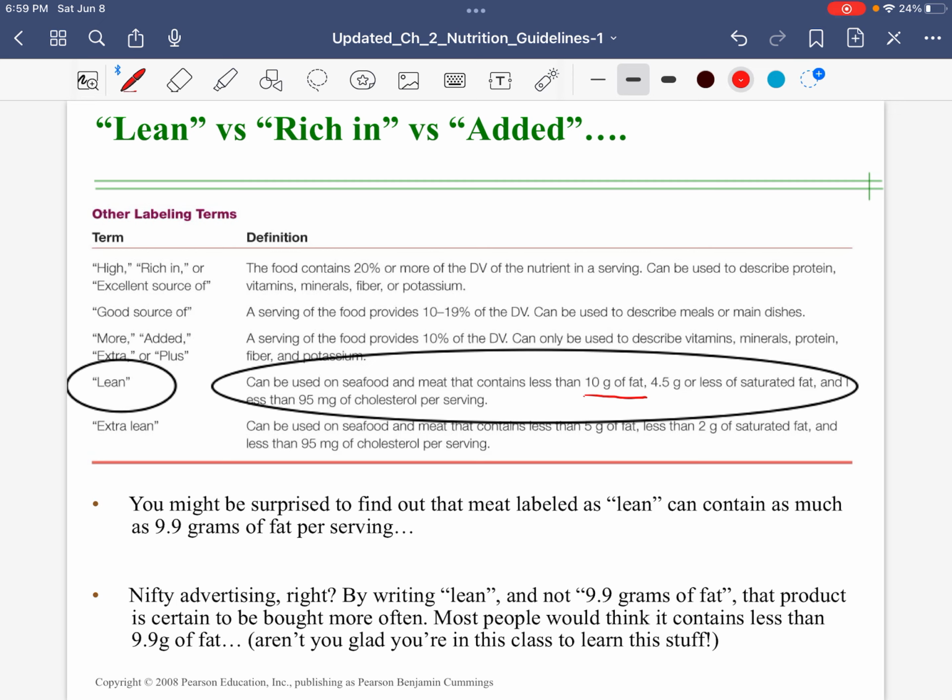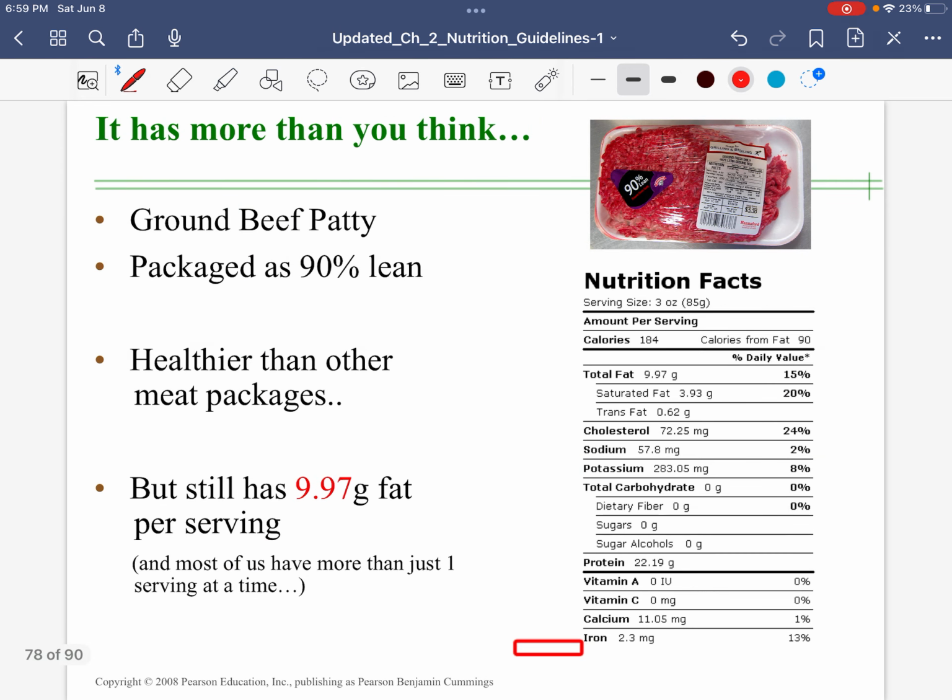4.5 grams of that are less saturated, and they have a control over cholesterol too. So here's the thing. You see lean and you might think, oh, that has no fat, or maybe 5% fat, but it can still have 10% fat. Let's have a look. This is an old nutrition label from Hannaford. But look, I chose it because it has a serving size of 3 ounces. It's lean, 90% lean.